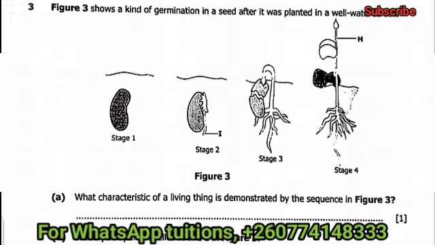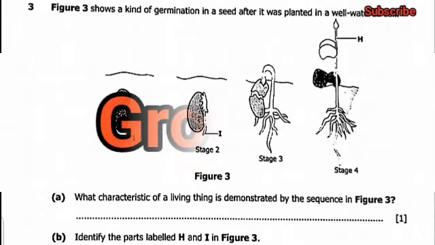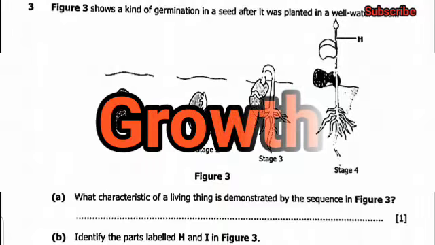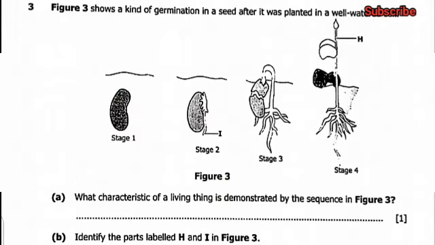So they are asking what characteristic of a living thing is demonstrated by the sequence in Figure 3. We have 8 characteristics of living things: reproduction, sensitivity, which is also known as irritability, respiration, growth, and being made up of cells. But when it comes to germination, germination manifests the characteristic called growth. So the answer here is growth. What is happening here is growth.